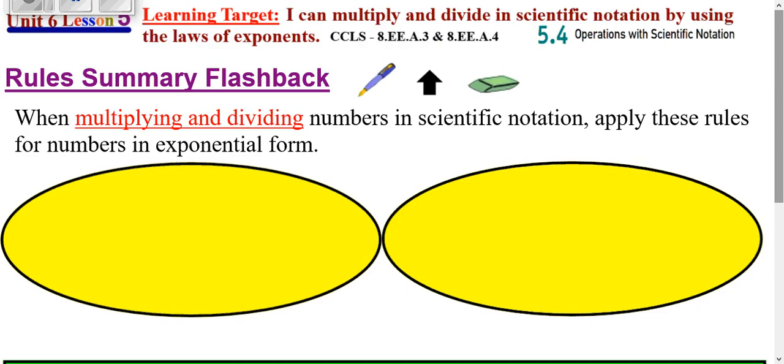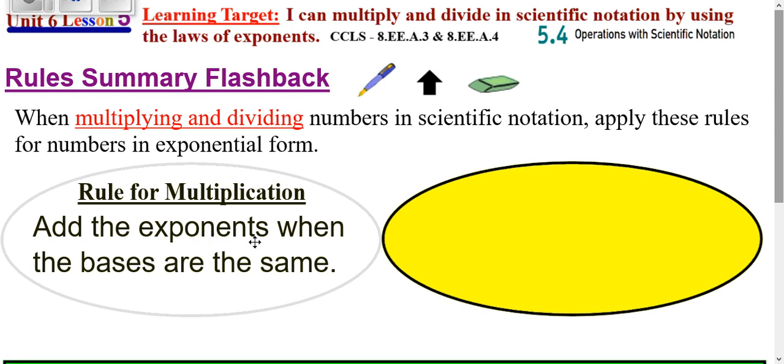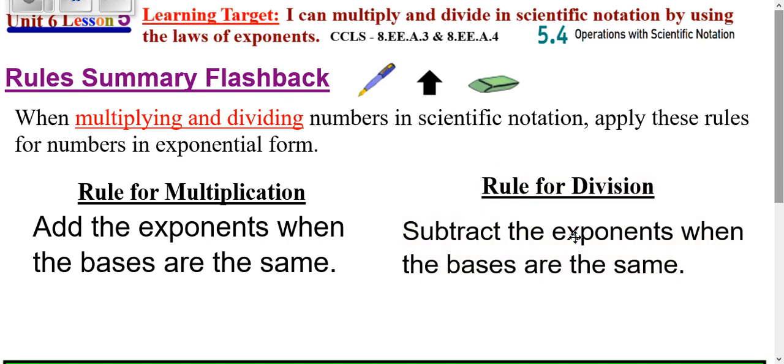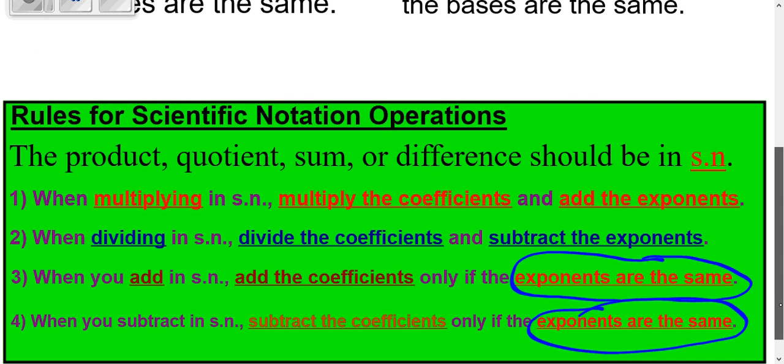Just rolling through this is basically a rules summary flashback. When multiplying and dividing numbers in scientific notation, apply these rules for numbers in exponential form. Rules for multiplication: add the exponents when the bases are the same. Remember, you kept the bases because they were the same, and you added the exponents. Rules for division: you subtract the exponents when the bases are the same. Basically, you really don't even have to remember these.